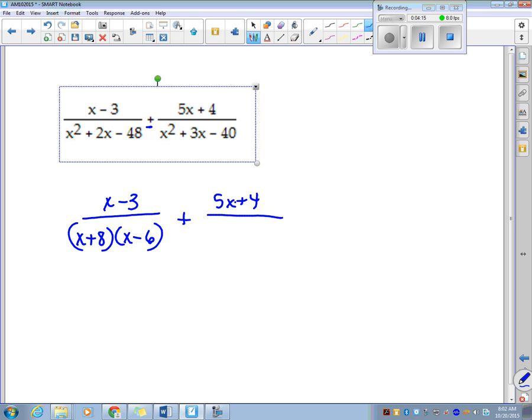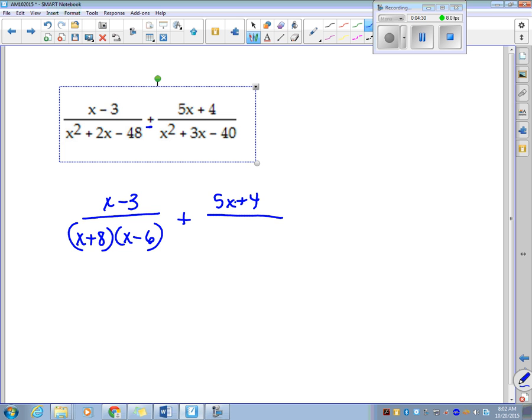X times x is x squared. This is 8x minus 6x. That's going to give me the positive 2x. And a positive times a negative is a negative. So I checked that, and I factored it correctly. So that was just a kind of a critical thinking step.